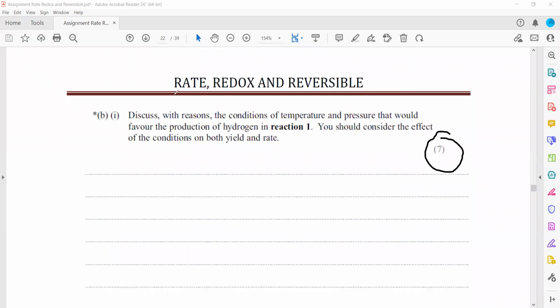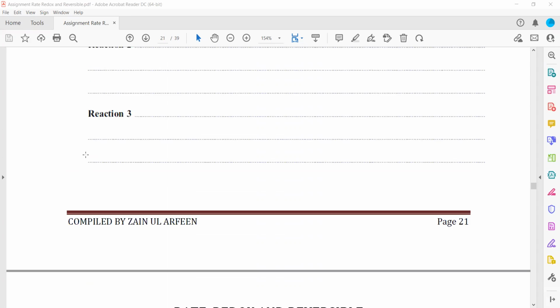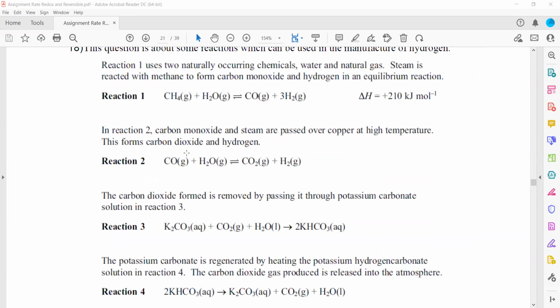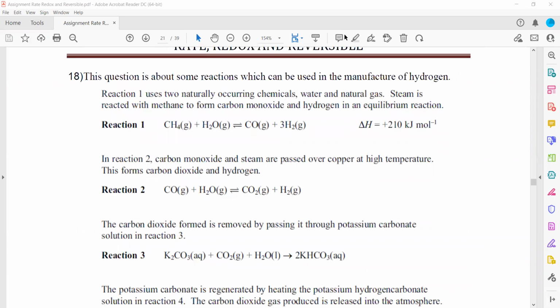See the weightage, and condition on both yield and the rate. So you have to refer to shifting of equilibrium as well as the speed of the reaction. The first reaction, the forward reaction, is endothermic. So if the forward reaction is endothermic, what does it prefer? It prefers a high temperature.